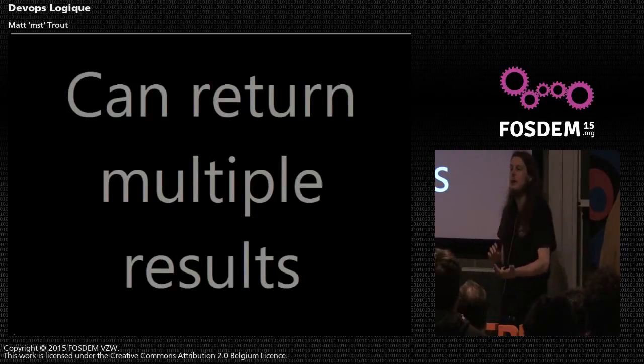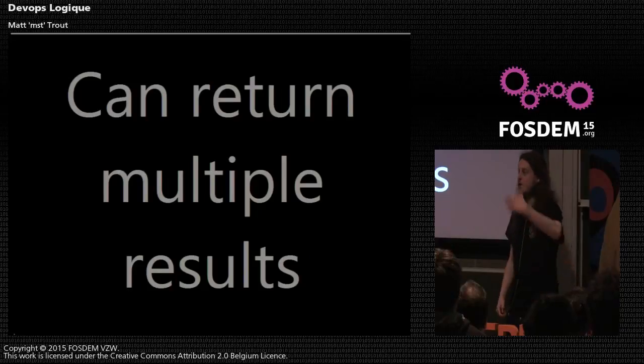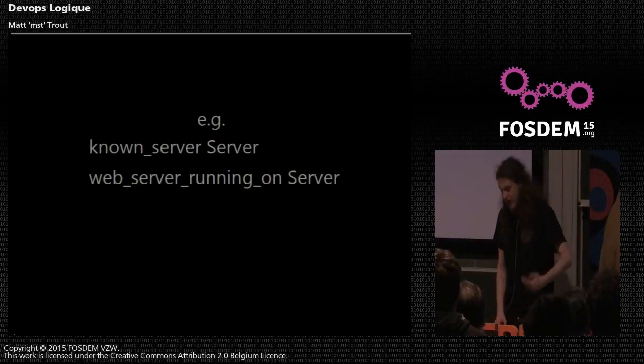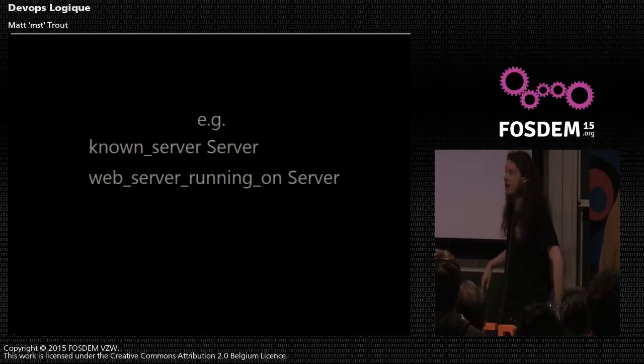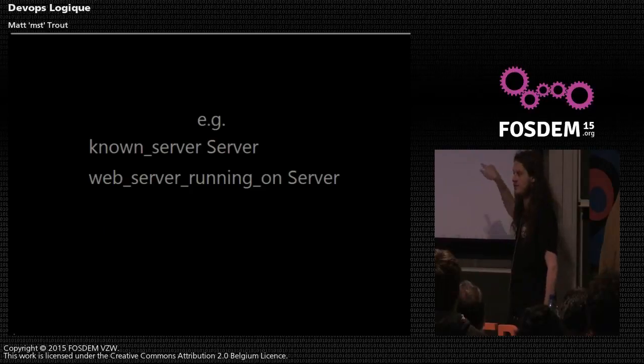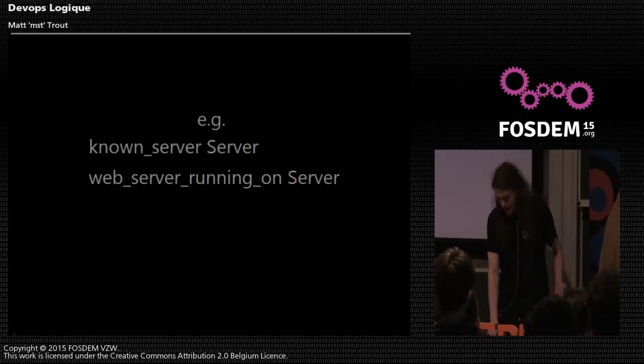This can produce multiple results, because obviously there may be more than one valid solution depending on the situation. So if you have an expression like known server has a web server running on it, it will try each server that it knows about, and you will end up with a set of results of server is web 1, server is web 2, server is web 3. If it returns server is DB1, you know you need to go and slap somebody.